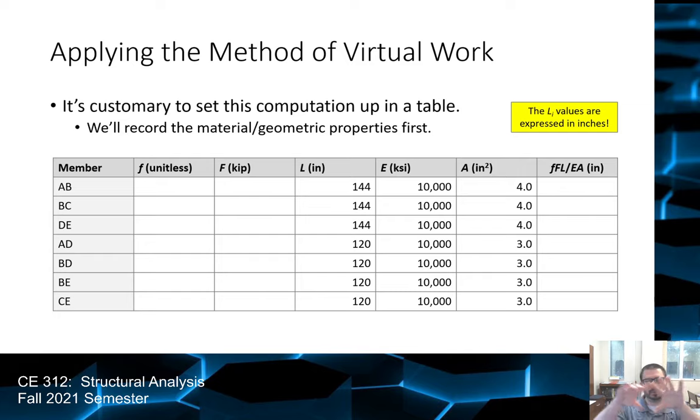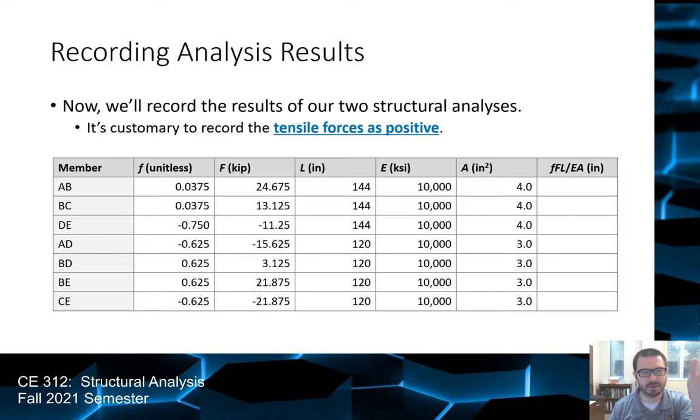Okay, because we're going to be doing this little f, big F, L over EA over and over again for every member, it's really customary to set this up in a table. So what I've got here is this table set up. I've got the material and the geometric properties for each member already listed. And then over here in these next two columns, I'm going to place the little f and the big F values. All that was just me going to the truss and writing all those values down.